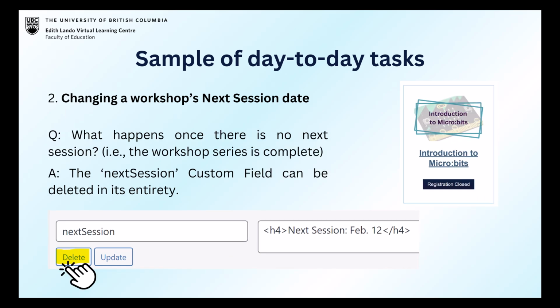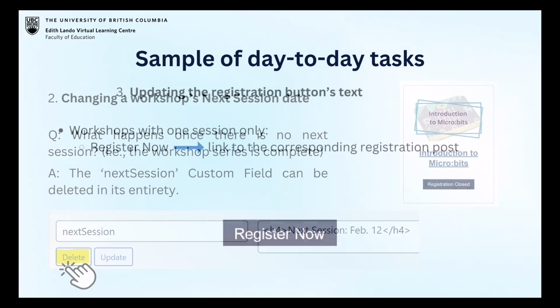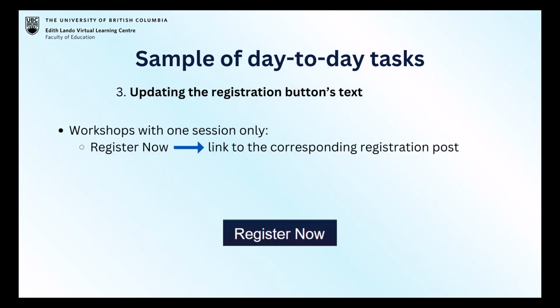One question you might have is about what happens once there is no next session. So for example, say the workshop series is complete or there was just a single session in the workshop offering. So in that case, after its completion, the next session custom field can be deleted in its entirety for the given workshop post.